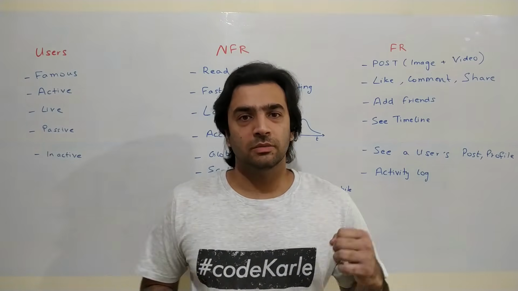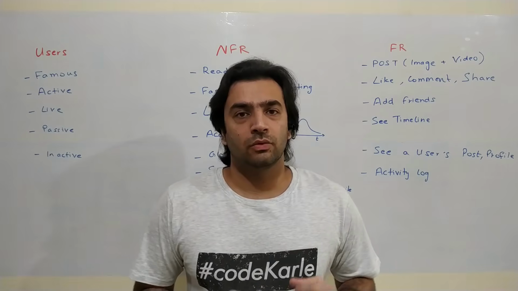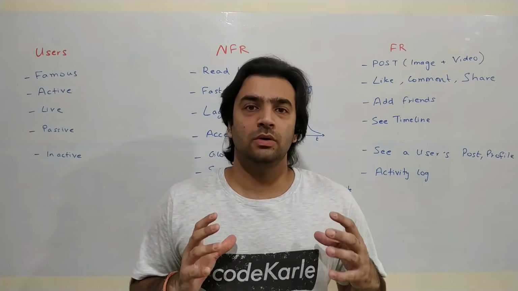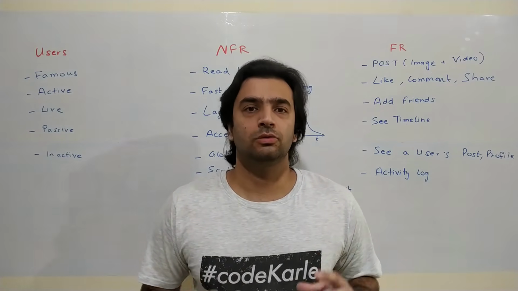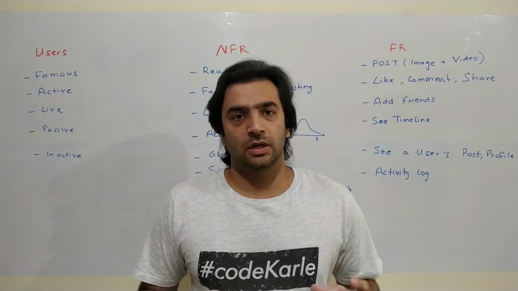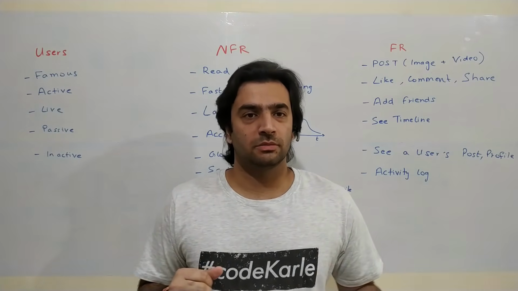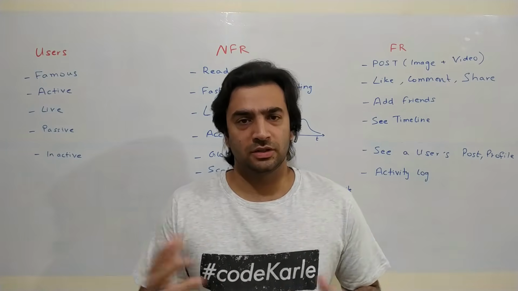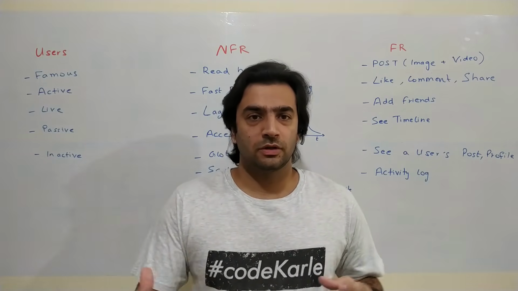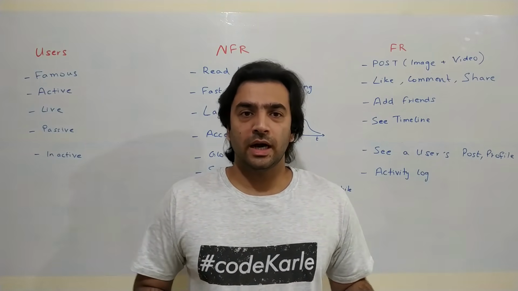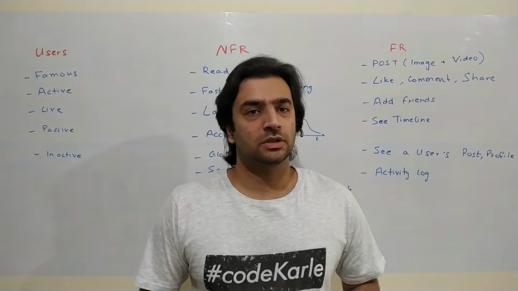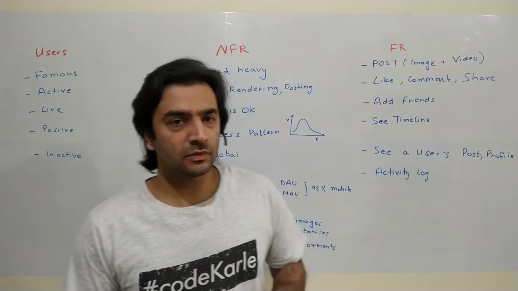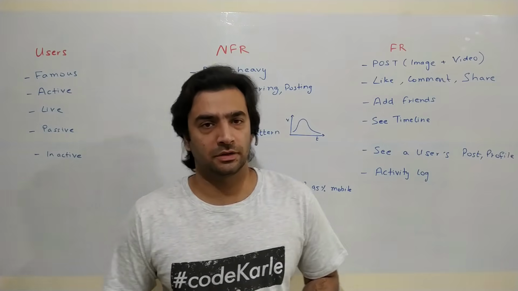The next thing is something called an activity log. What this means is we should be able to log everything that a user does on this platform. For example, if a user posts something, likes something, comments, shares, or searches for something, all of that should be tracked and should be visible to the user somewhere. So these are the functional side of things.